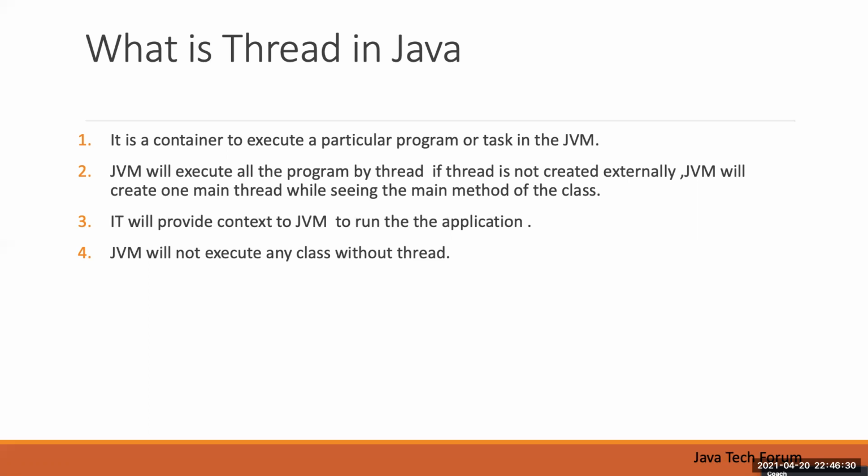Also, a thread has multiple states, which means a thread has a separate life cycle. The JVM will not execute without any thread, but if a thread is not available in your application, it won't execute if you don't create a thread externally. That's fine, but if you have a main method in your application, the JVM itself will create one main thread and try to execute from there.